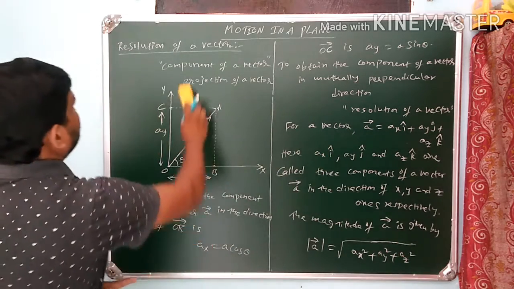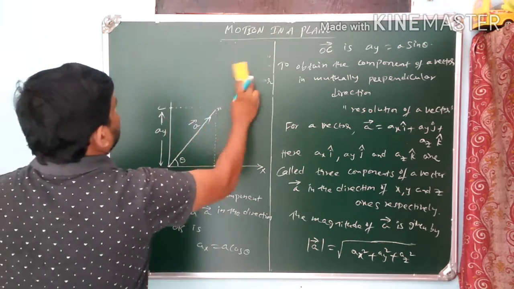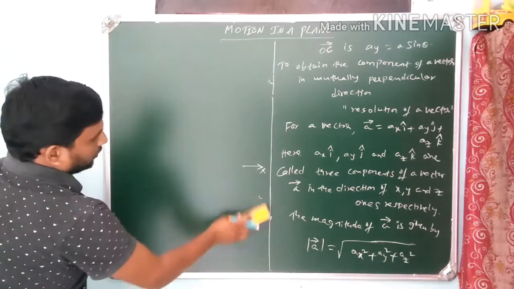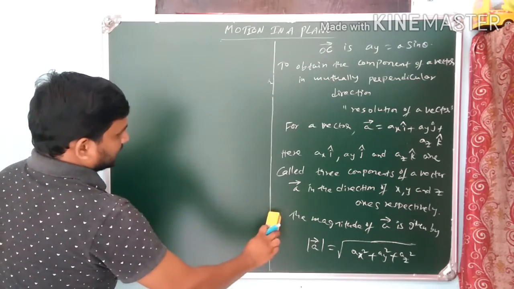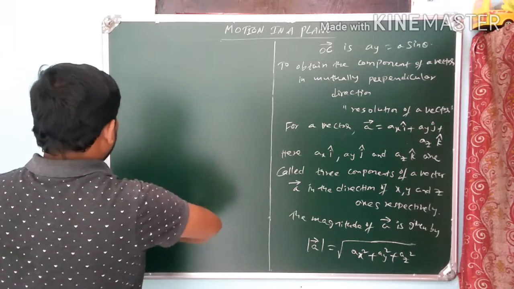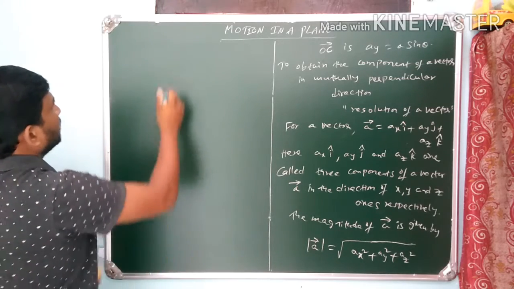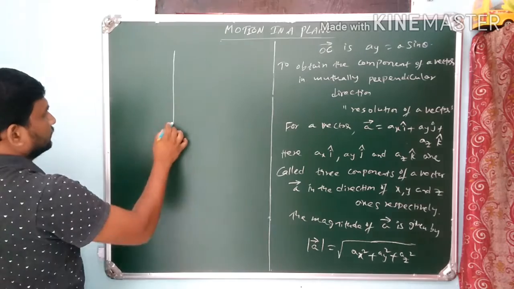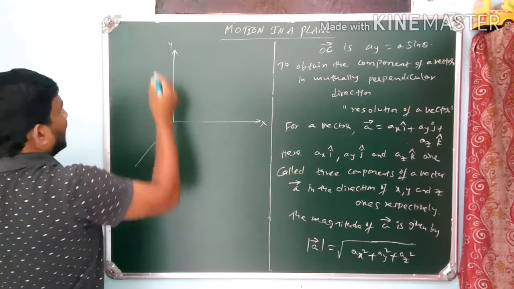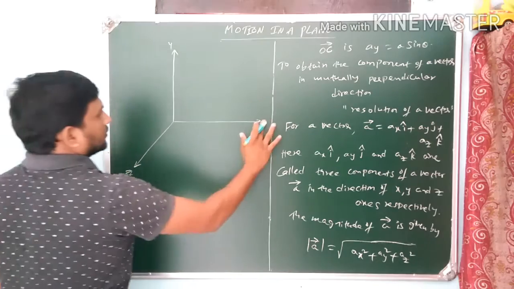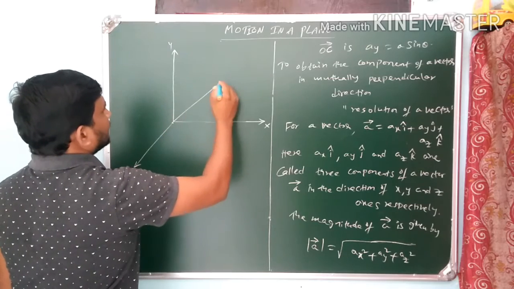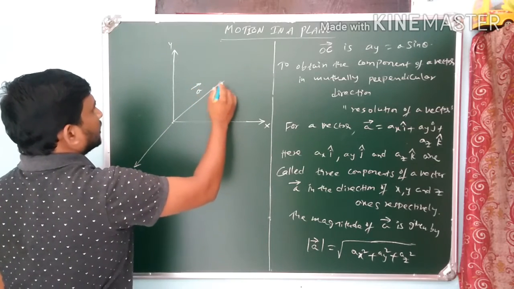Now we are going to learn about the direction cosines in this resolution of vector. What is meant by direction cosines and direction ratios? Now let us consider a diagram. We have to consider three coordinates: x-axis, y-axis and z-axis, and the vector is taken as A bar here.